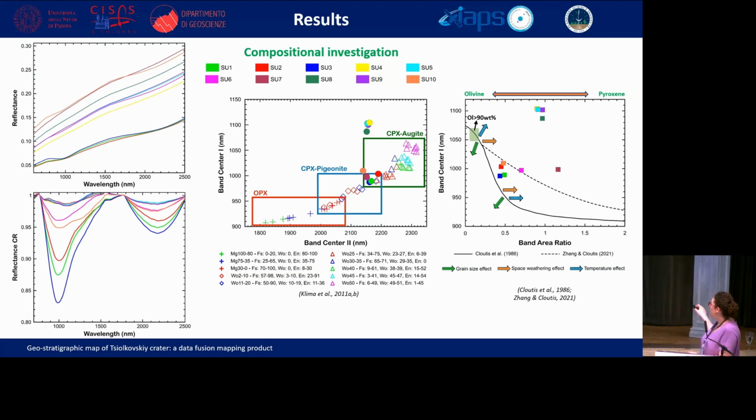And then again, we have units 4, 5, 9, and 8, so yellow, cyan, purple, and dark green, that present both an increase of the band area ratio and of band center 1, therefore excluding the presence of olivine. In this case, they still present, even if faint, absorption bands that indicate the involvement of a mafic component, but glasses likely mask their contribution.